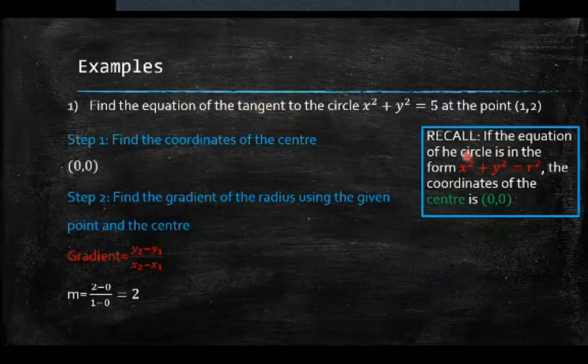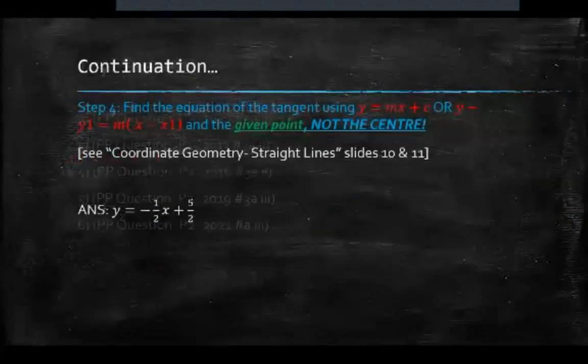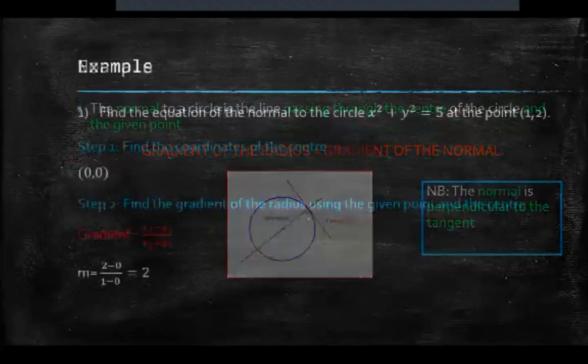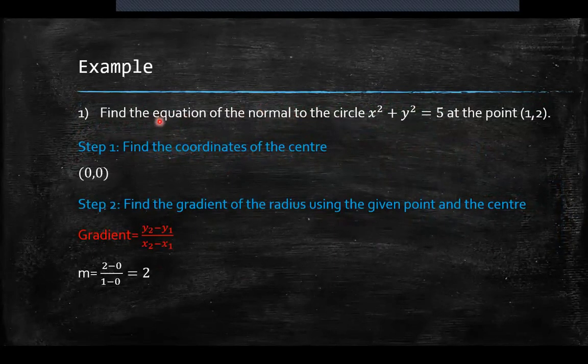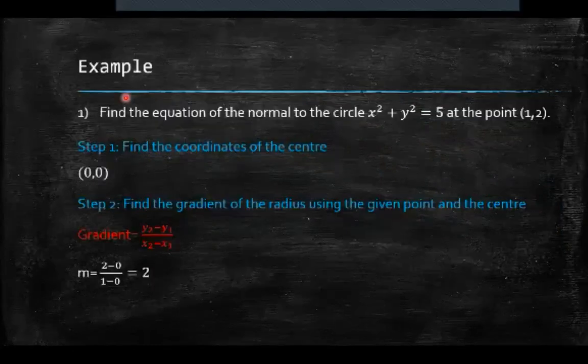When you see x squared plus y squared is equal to r squared, when you see the equation of the circle in that form, the center is (0, 0). (0, 0) means it's the origin. So always remember that. Same question, well, mostly, but now we're trying to find the equation of the normal instead of the equation of the tangent. So some of the steps are the same.